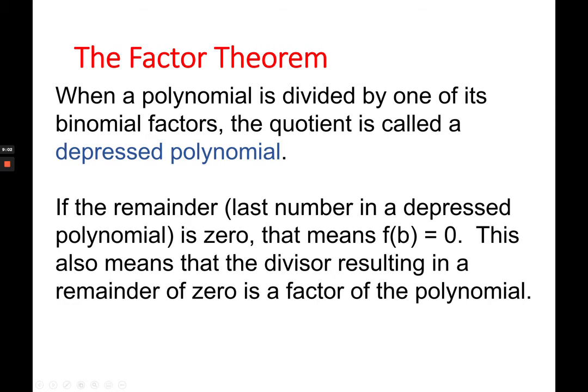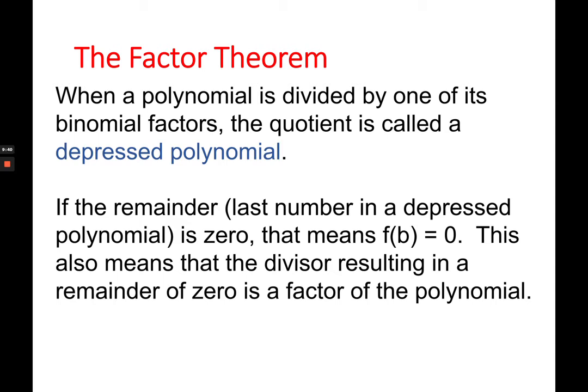If the remainder, the last number, in a depressed polynomial is 0, that means your second variable results to 0 and is also your next factor. This also means that the divisor resulting in a remainder of 0 is a factor of the polynomial, and on and on. If you keep dividing and dividing, and it keeps giving you a 0 at the end, there's no remainder. That's how you find the factors of a polynomial with a degree higher than 2.